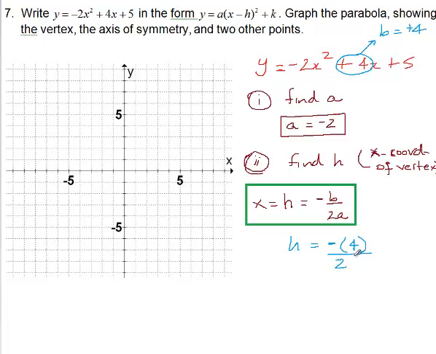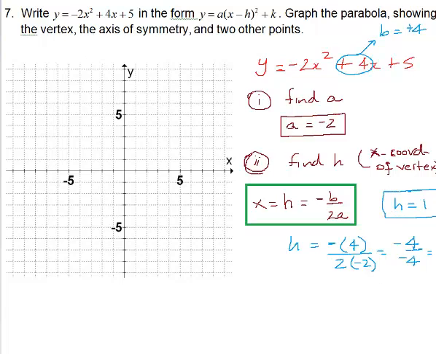And 2 times whatever a is. So on top we got negative 4 over 2 times 2, which is negative 4. Divide those out, so h is equal to 1. So now I know the x coordinate of the vertex, right? So h is equal to 1. Let's put a box around that.